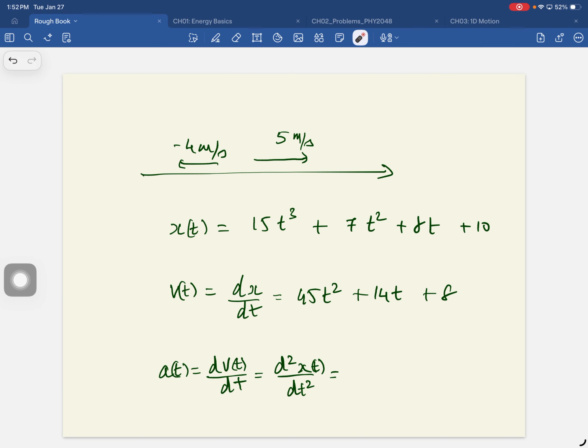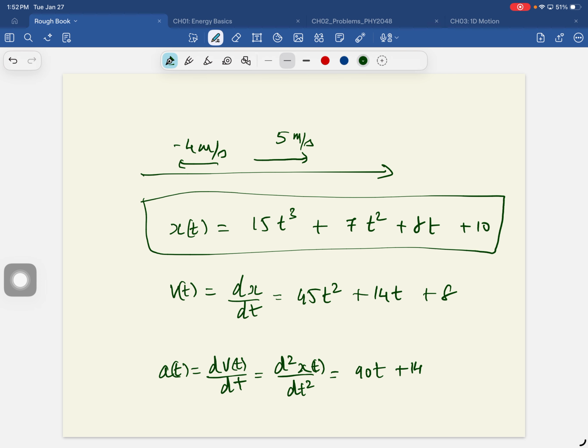All right, so this is a graphical representation. This is a functional representation. Mathematically, a motion of an object can be described by giving the position as a function of time. That's the key. That is what we are interested in.